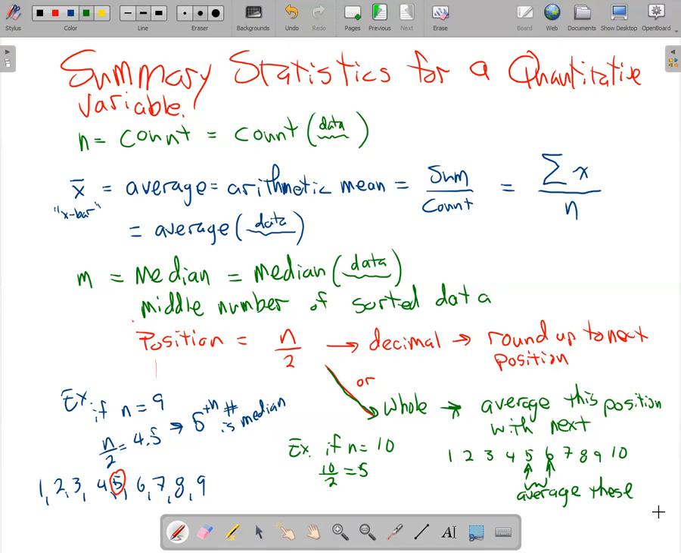The mean and the median, the average and the median, they're considered measures of center. And just a side note about why we have two different ways to find the middle, because they're not necessarily going to agree with each other.